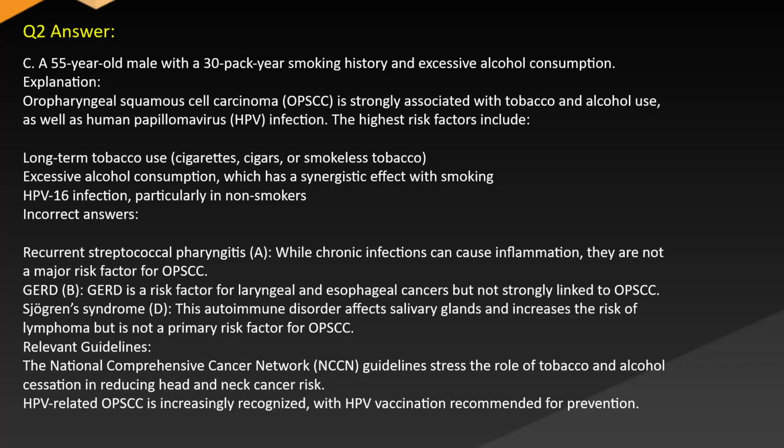Answer: C. A 55-year-old male with a 30-pack-year smoking history and excessive alcohol consumption. Explanation: Oropharyngeal squamous cell carcinoma, OPSCC, is strongly associated with tobacco and alcohol use as well as human papillomavirus (HPV) infection. The highest risk factors include long-term tobacco use, cigarettes, cigars, or smokeless tobacco, excessive alcohol consumption, which has a synergistic effect with smoking, and HPV-16 infection, particularly in non-smokers.